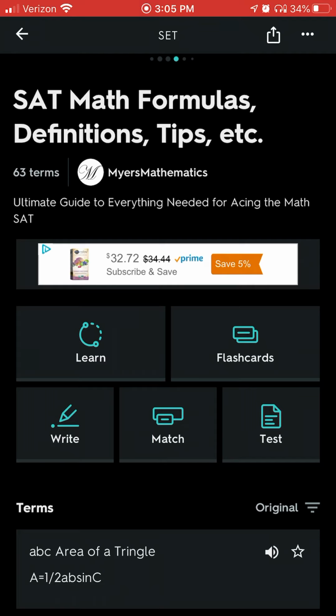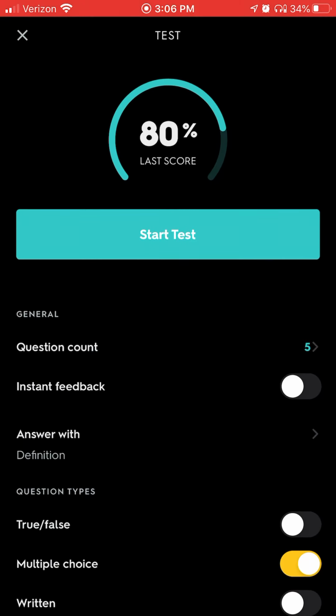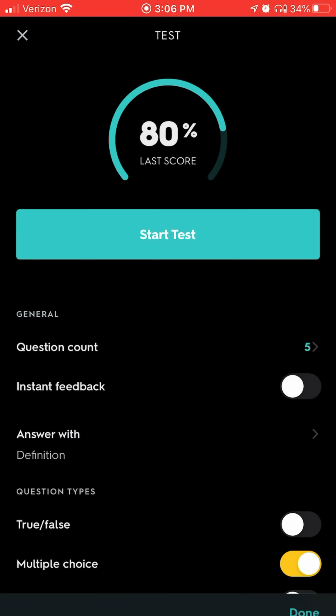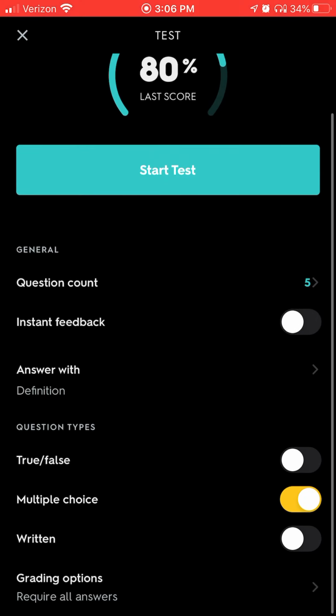You can go to match if you want as well, but I actually like test. That way you can control exactly what's happening. If I want to do exactly 5 questions, boom, there it is right there. You can do instant feedback or you can wait till the end. If you want to know whether you got it right or wrong right away, click on that. Otherwise, just click it off. I just like to know at the end how I did, so I have that turned off and it defaults to off. And then this part is really important too.